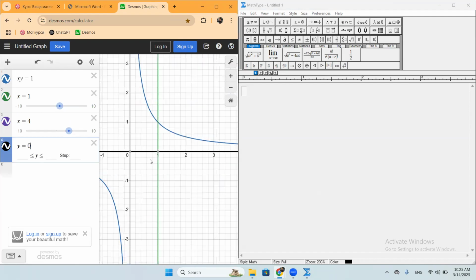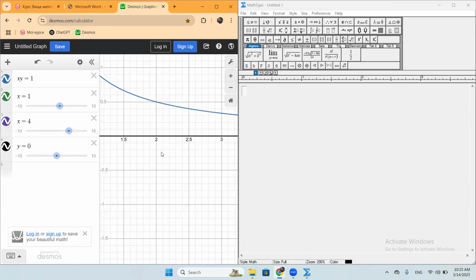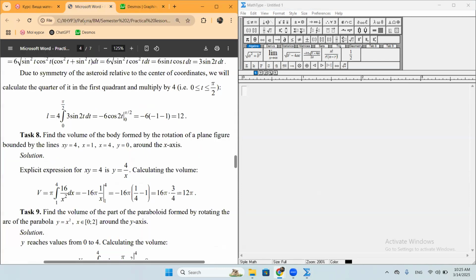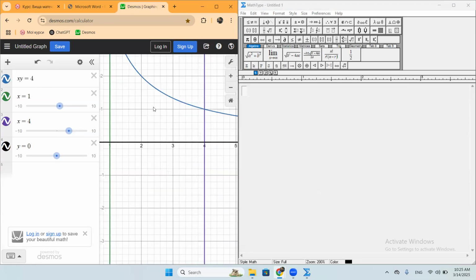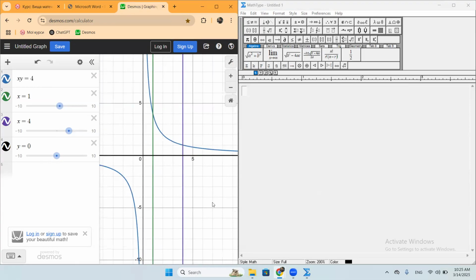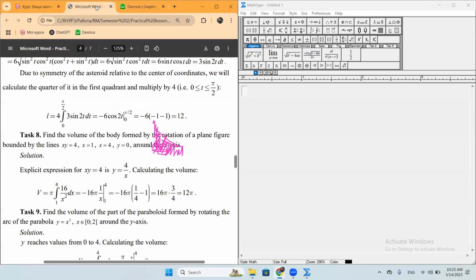So we need to calculate... not the area. So we have the following plane figure that is bounded by these curves, and it is rotated around, let me check, the y or x axis. So around the x axis.